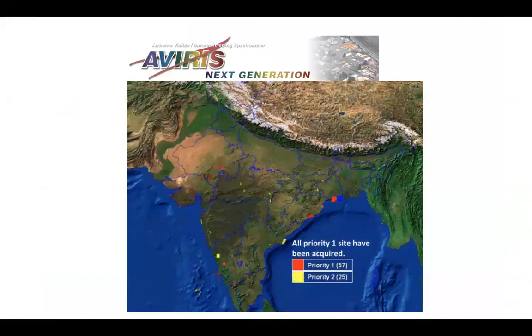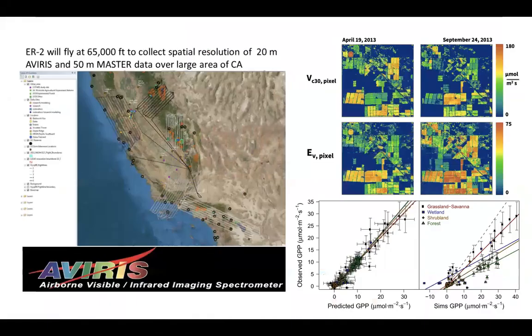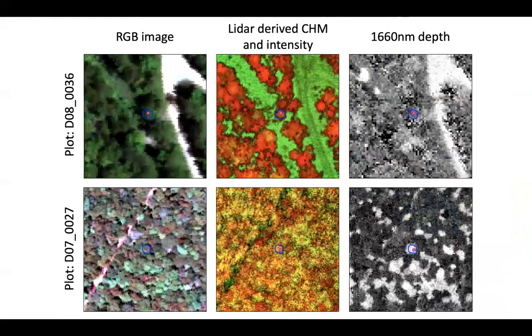NASA also had a campaign in India. It's kind of hard to see, but there are a bunch of flight boxes in India, and we've got data from the Western Ghats along the western side of India there. And then the California campaign, it doesn't show up very well, but over a course of 5 years, they flew about a third of California seasonally every year. And the study that I showed you just a little while ago came from that data, as well as another study by Shawn Serbin that looked at photosynthetic capacity, and that's in agricultural systems right there.